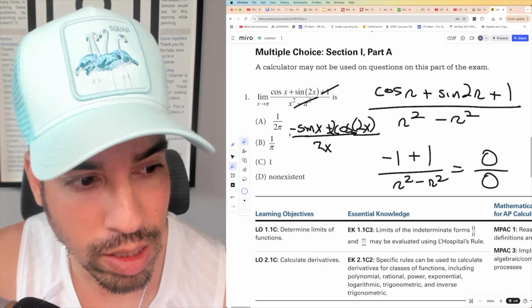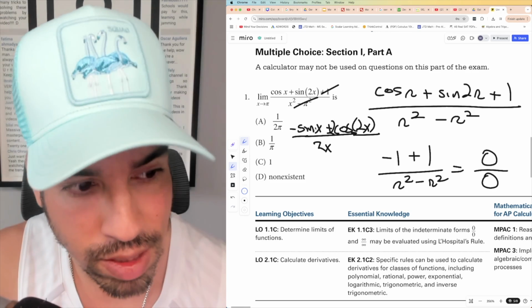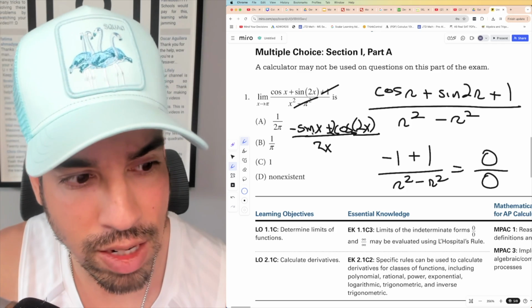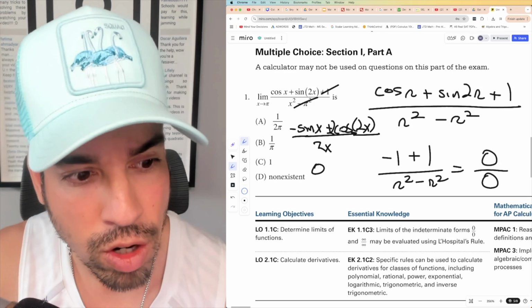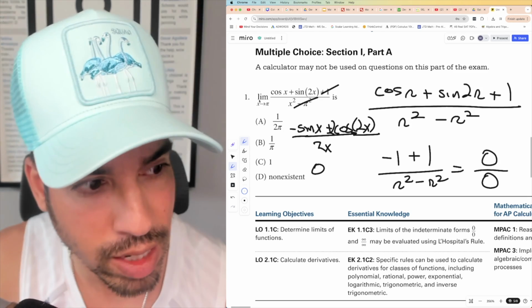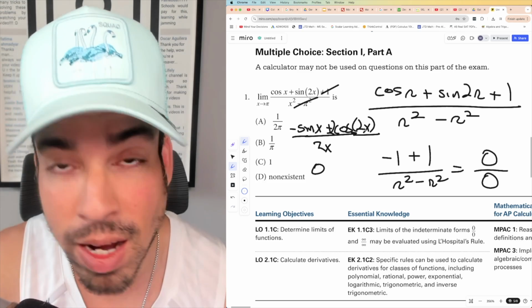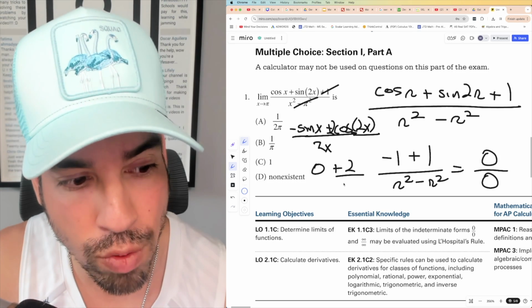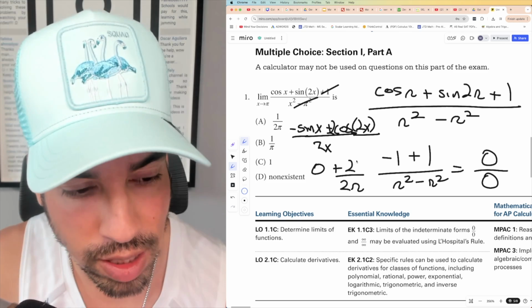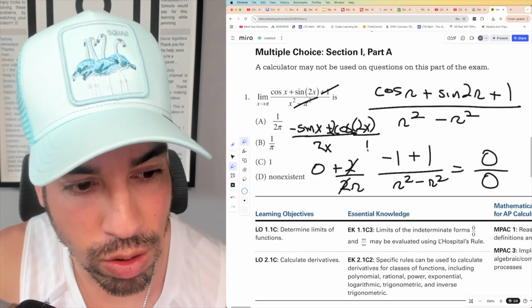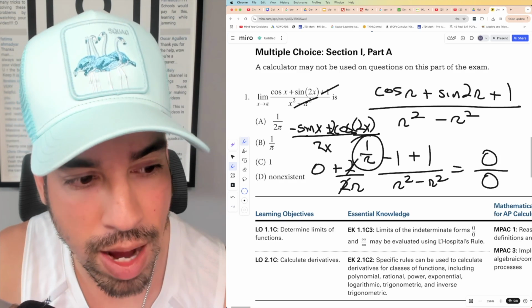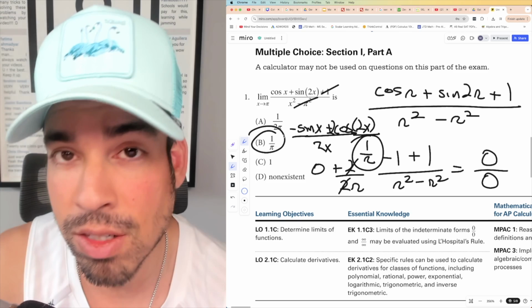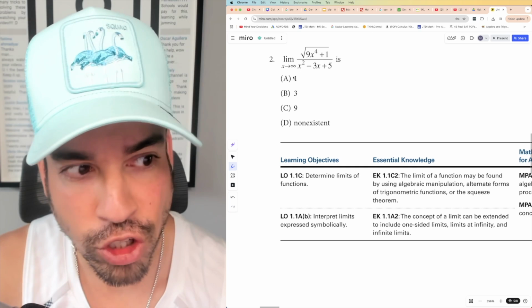And now we're going to plug in pi. So negative sine of pi. Well, again, sine of pi is 0. Cosine of 2 pi, right? As we plug in pi, it'd be 2 pi. Cosine of 2 pi is actually 1. 1 times 2 is 2 over 2 pi. This cancels out, right? And we're left with 1 over pi, which means B is the winner. Done. Question 2, another limit problem.